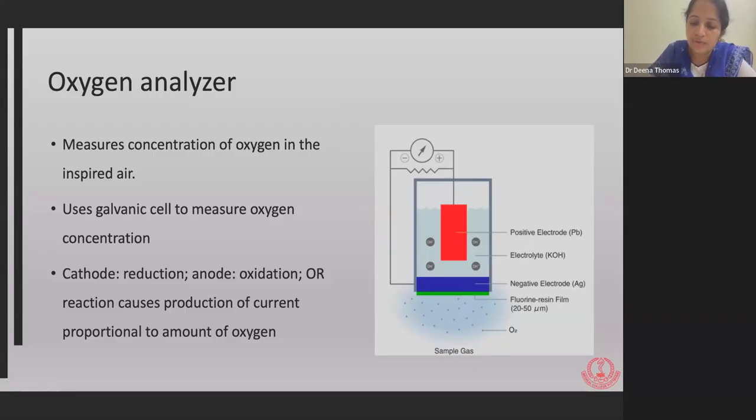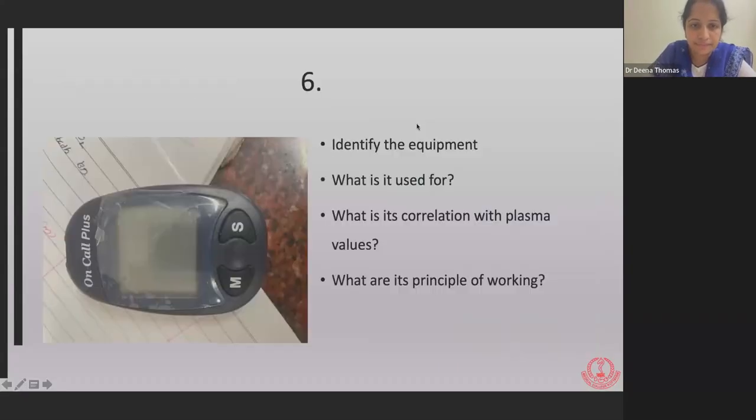So it will give you the oxygen values in terms of percentages, like you saw in the previous one, 21% it was showing. Identify the equipment, everybody knows it. What is it used for? Can anybody tell me the correlation with plasma values? I want to know whether it measures the plasma or the whole blood glucose, and what is its correlation with the plasma values. What is the principle of its working? Everybody will be knowing the name of the equipment. The next three answers is what I want.